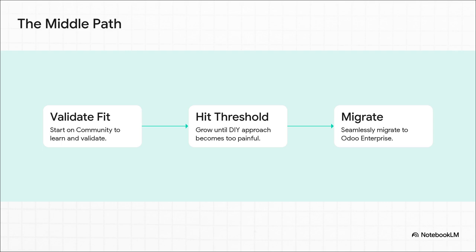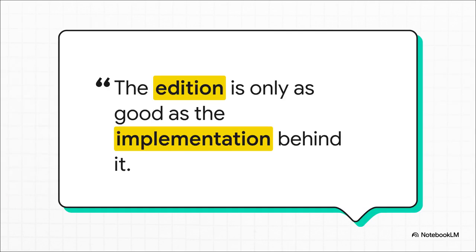And Step 3, seamlessly migrate to Odoo Enterprise. Remember how we talked about both editions sharing the exact same underlying PostgreSQL database and data model? Because of that, stepping up to Enterprise is a smooth, non-disruptive transition. It is night and day compared to ripping out and replacing an entirely different ERP system. But, and this is absolutely critical, we must emphasize this fundamental truth. The edition is only as good as the implementation behind it. I cannot stress this enough. A poorly planned, misconfigured Enterprise deployment is going to frustrate your team and drain your wallet just as fast as an unsupported, struggling Community database.